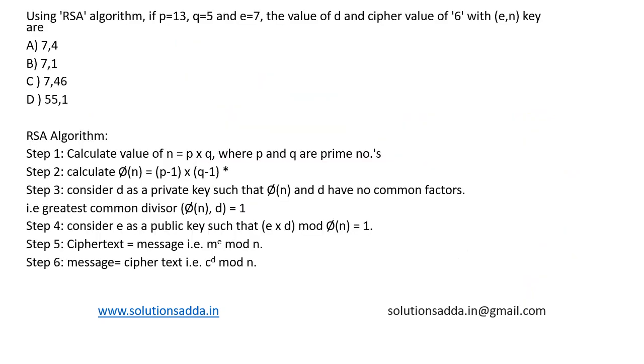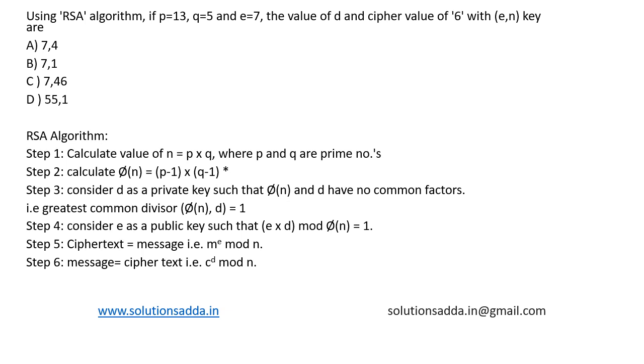This is a question from network security. Using RSA algorithm, if P equal to 13, Q equal to 5, E equal to 7, the value of D and cipher value of 6 with E comma N as key is what? So what is the basic concept of RSA algorithm?